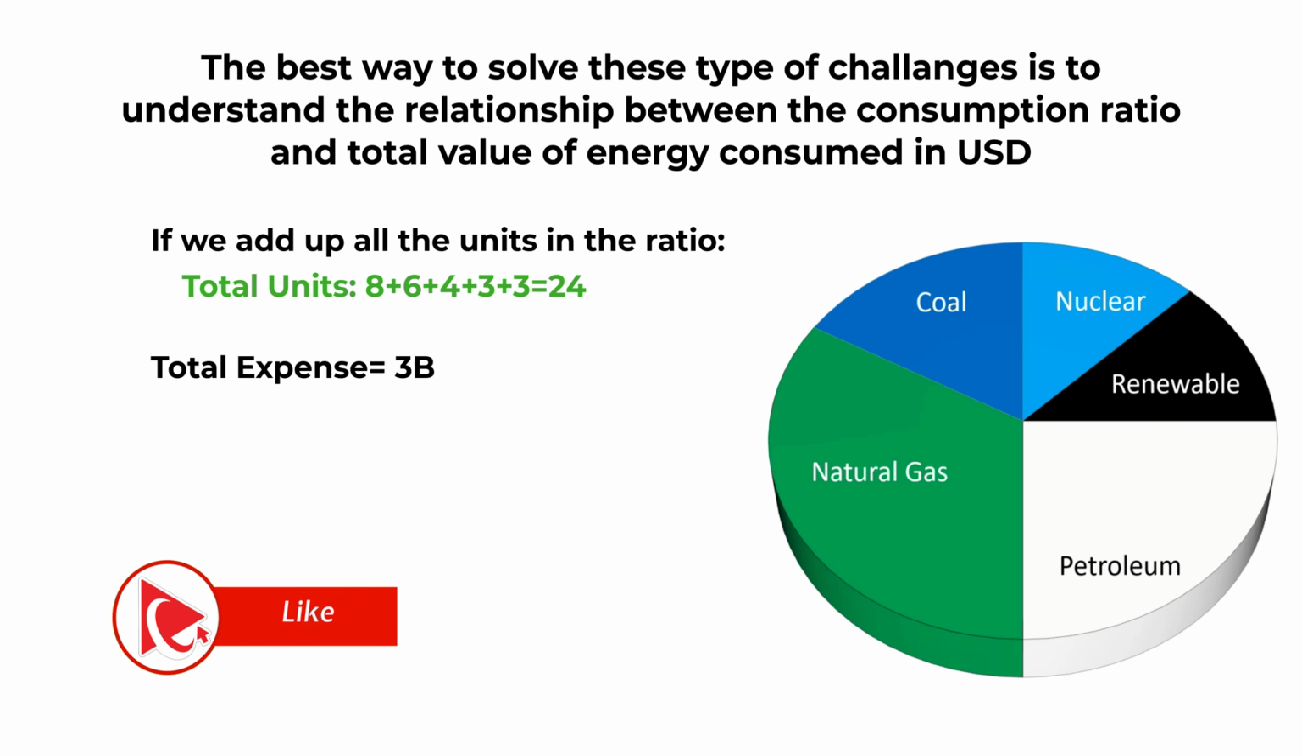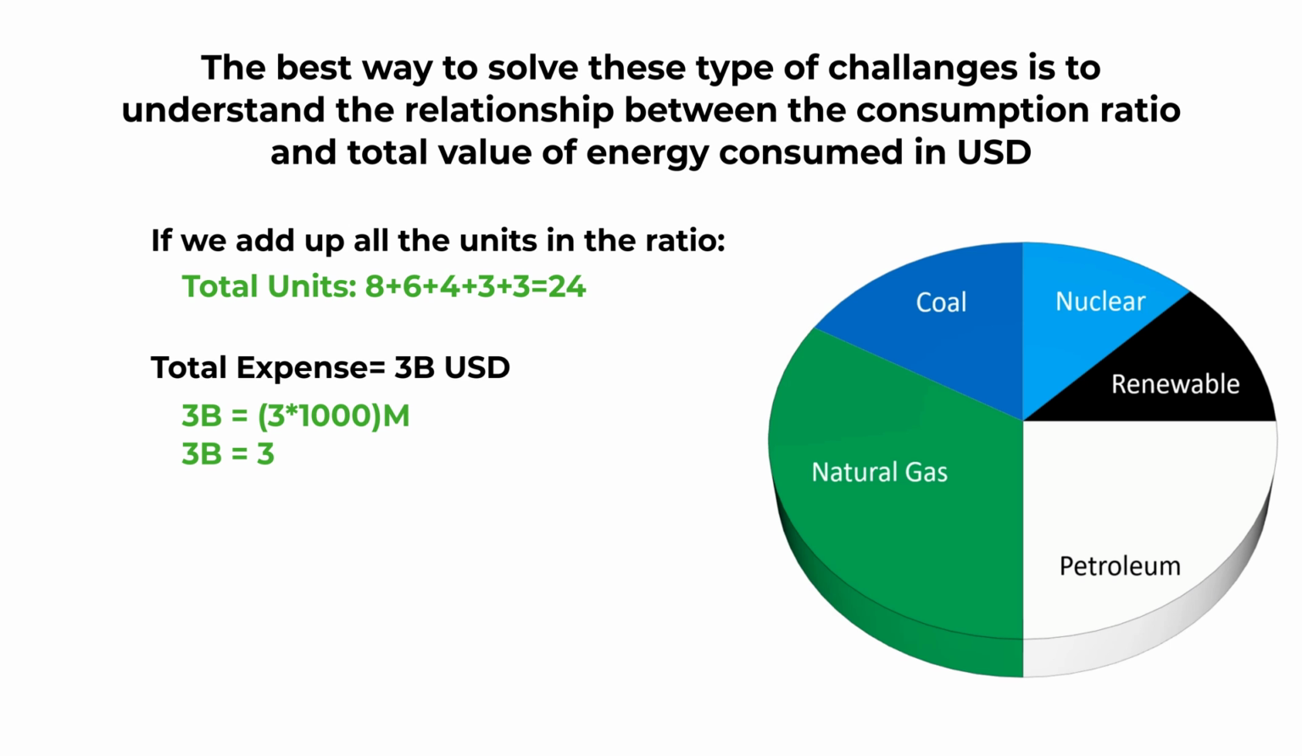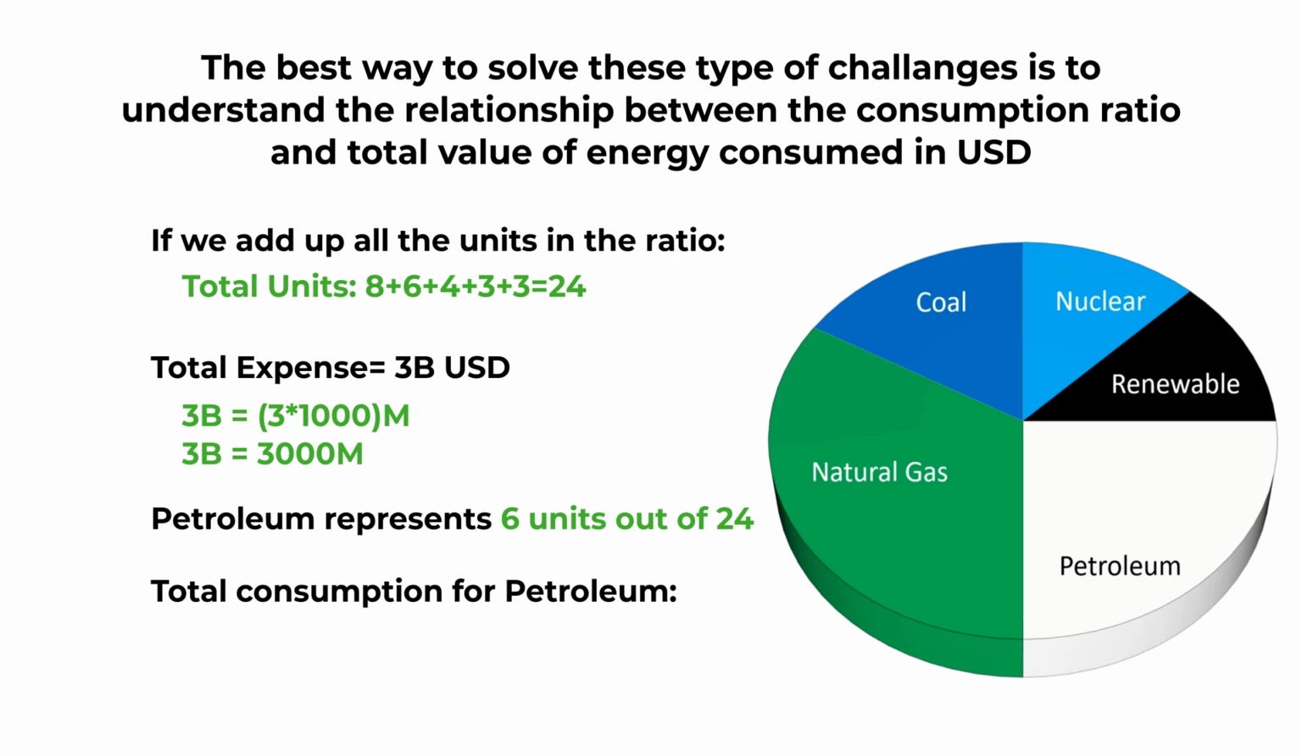Our total consumption expense is $3 billion, but answers are presented in million dollars. So we need to convert $3 billion into million dollars, which would be an equivalent of $3,000 million. Petroleum represents 6 units out of 24. So the total consumption of petroleum can be calculated as 6 divided by 24 multiplied by 3,000, and we will get our answer as 0.25 multiplied by 3,000, which will equal $750 million.